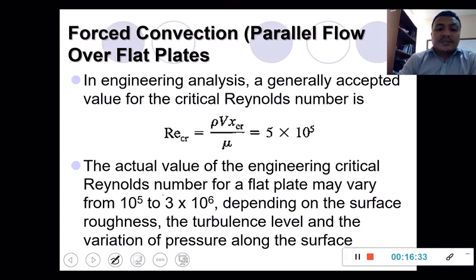Yeah, I mean, this is the usual value that is being used when we want to calculate.